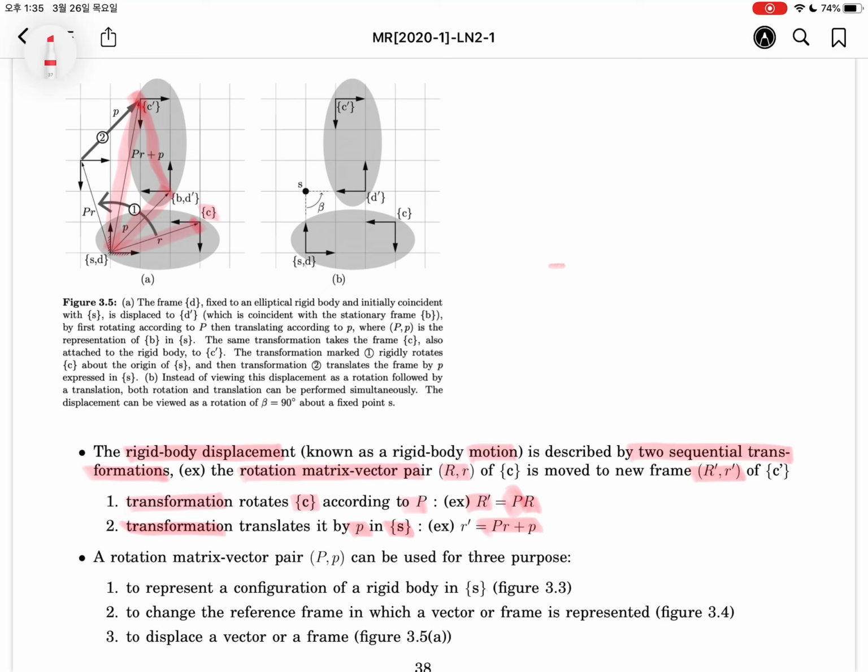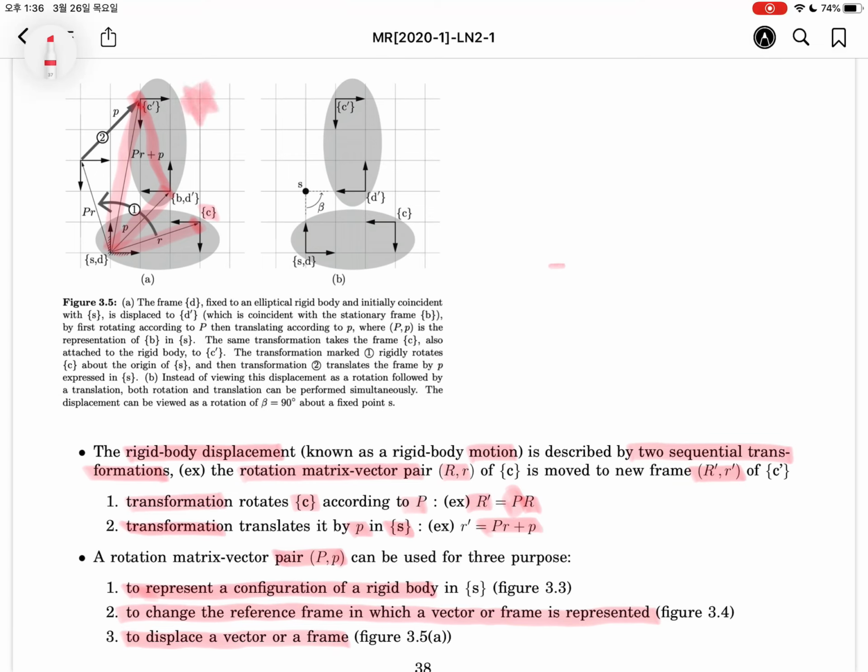So the rotation matrix vector pair can be used for three purposes. The first one is to represent the configuration of a rigid body. On the other hand, it can change the reference frame in which a vector or frame is represented, meaning this operator can make the frame change. On the other hand, it can displace a vector or frame, as you can see here.